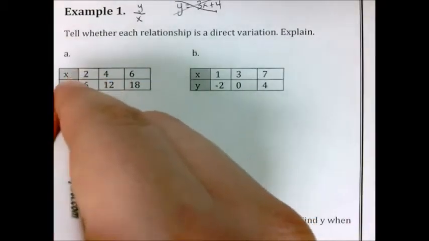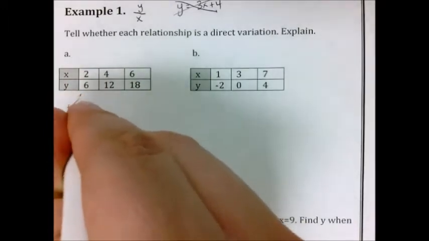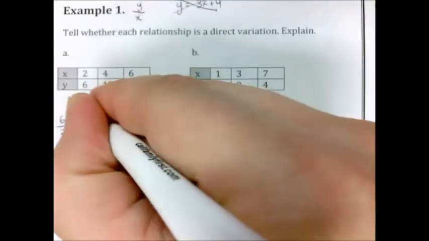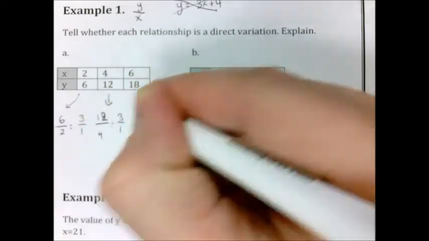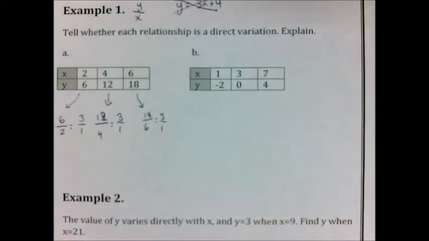We've got our first one, y over x, remember, 6 over 2, which reduces down to 3 over 1, okay? The fraction between the y and the x is 3 over 1. For this one, we have 12 over 4, which reduces down to 3 over 1. And finally, 18 over 6, which also reduces down to 3 over 1. So because every single one of these reduces down to the exact same ratio, all three of them are going to be 3 over 1, that means we are dealing with something that is a direct variation.